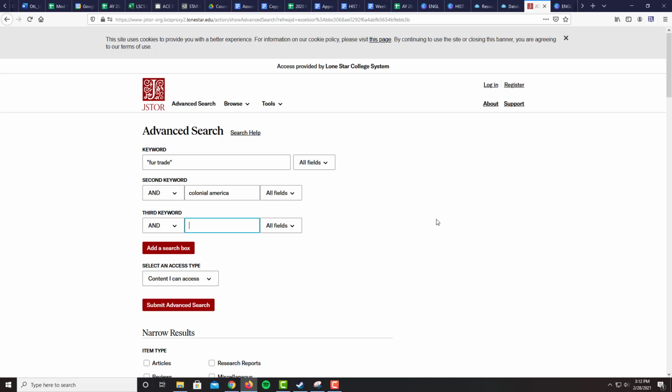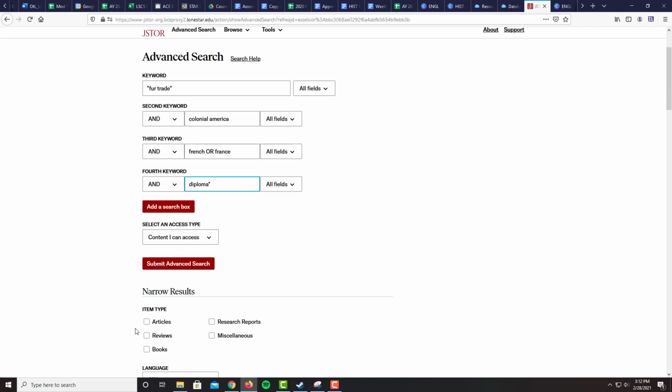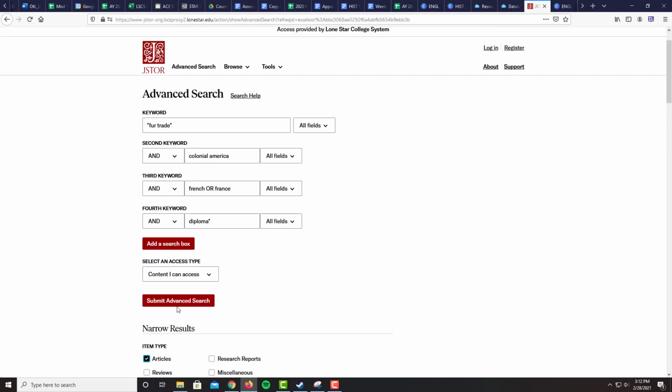Now we want to focus our particular topic on the French fur trade. So let's say French or France. And that way we'll make sure that we get both variations on that term. And we want to see how this affected the French use of diplomacy with some of the Native American tribes. So let's put in diploma, and we also want to think about diplomacy, diplomatic, and so we're going to put an asterisk here to get variations on that root word. And once again, let's select articles.